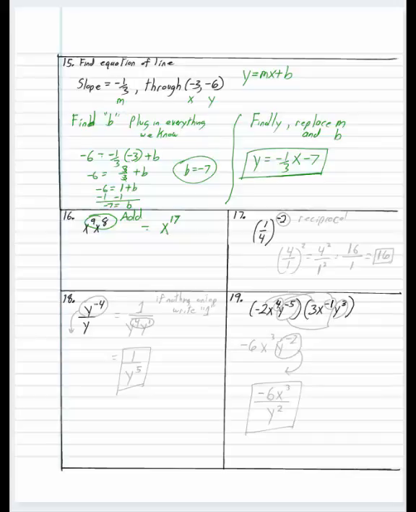Okay, number 17. We have 1 over 4 to the negative 2 power. Well, the negative just means do the reciprocal. So what we have is 4 over 1, squared, which is the same as 4 to the second over 1 to the second. Well, 4 to the second is 16, 1 squared is 1, and in the end we're left with 16.